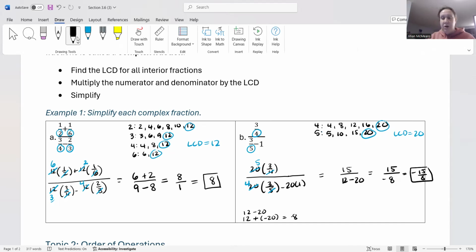So there you have it. Again, you're not going to do a whole lot with complex fractions, but I wanted to at least show you what a complex fraction is and a shortcut for simplifying them.